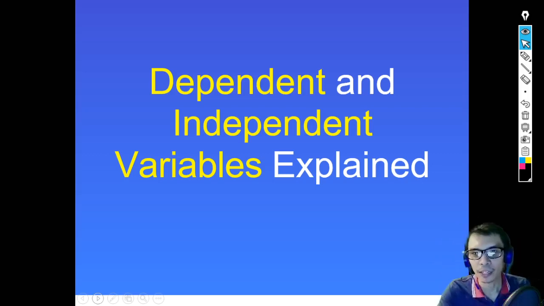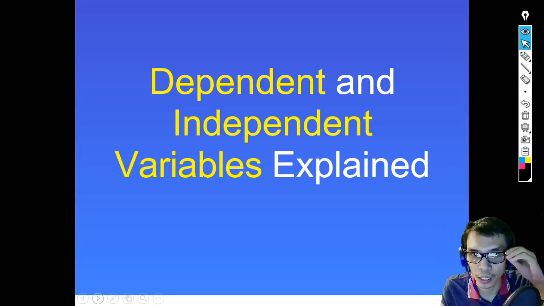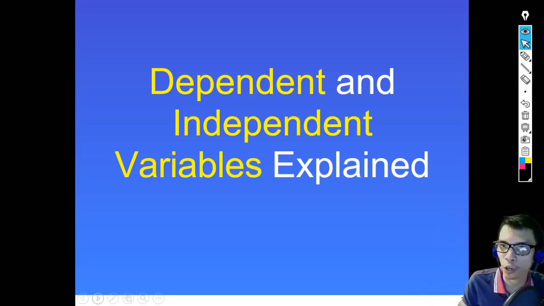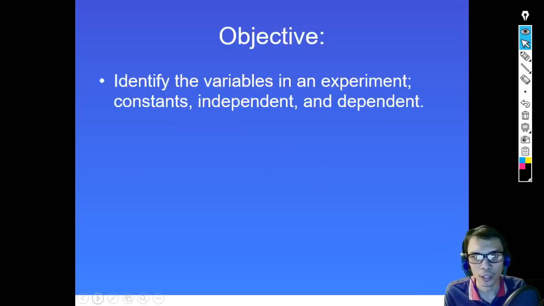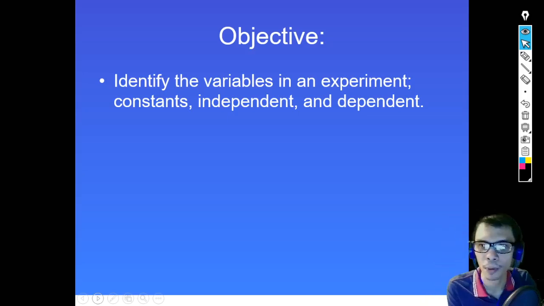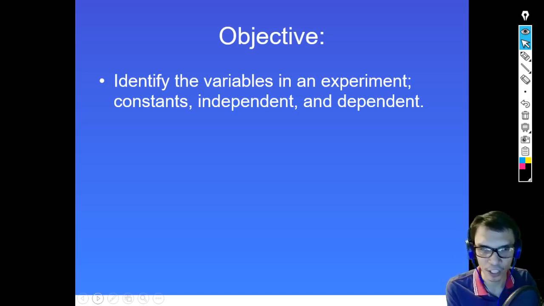Okay, so in this lesson, we are going to discuss the dependent and independent variable. What are the things that you are going to expect in this lesson? Number one, you need to identify the variables in a particular experiment. Not only in an experiment, but in a real life situation, you can use these variables: constant, independent, and dependent variable. These are the things that we are going to learn in this video.